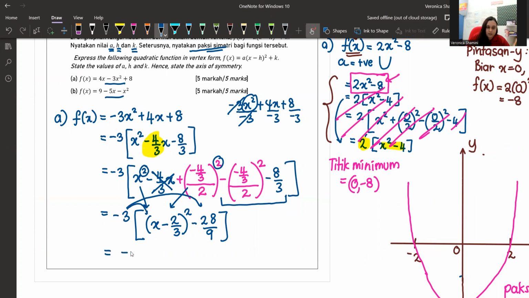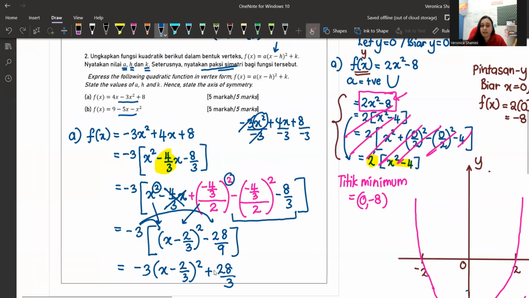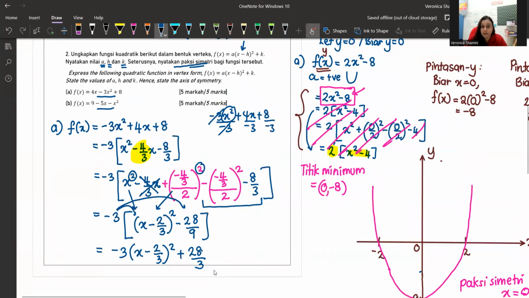Kena darab balik. So, negative 3 tak boleh darab masuk ke dalam. That one cannot because there is a power. So, it just stays outside only. Okay, duduk di luar sahaja. Negative 3, then this one you get positive 28 over 3. You see, you already changed the bentuk, right? So dah tukar the bentuk.